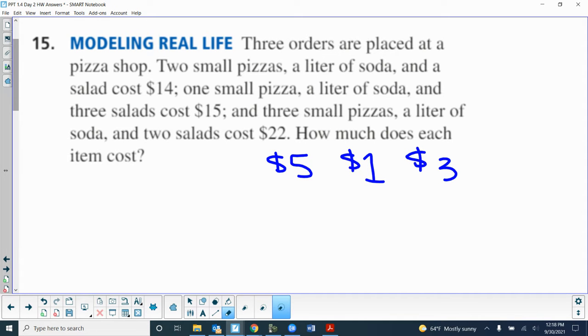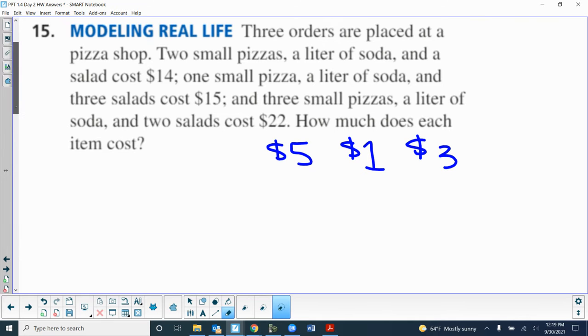Here's my equation: 2P for pizza, plus C for soda, plus S for salad, equals 14. And for my second one, I have pizza plus Coke plus 3 salads equals 15. Then 3 pizza plus Coke plus 2 salads. That's what went wrong. Oh, okay. Any other questions? That was pretty easy to set up, right?